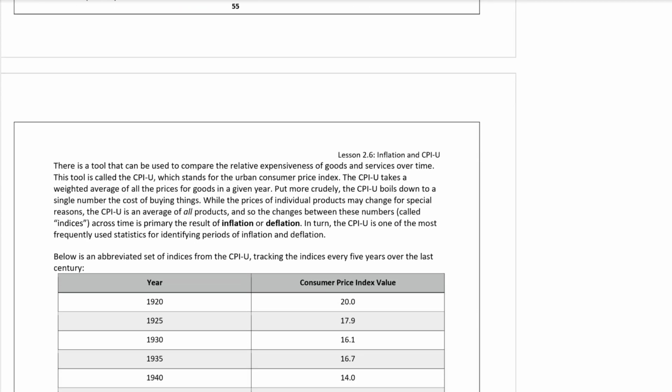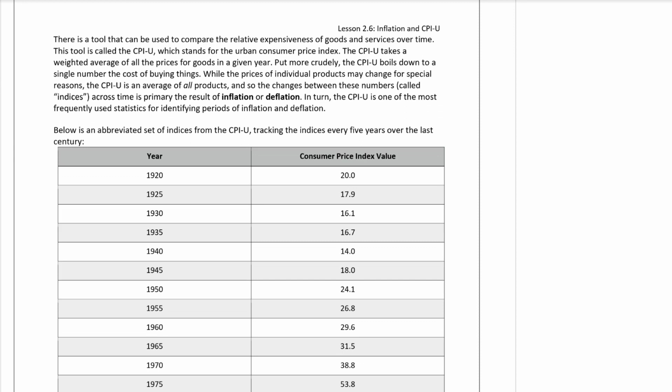We're going to put in and describe a very important index in finance and economics. There's a tool that can be used to compare the relative expensiveness of goods and services over time. This is called the CPIU, which stands for the Urban Consumer Price Index. CPI is a consumer price index and U is for urban areas. The CPIU takes a weighted average of the prices for goods in a given year.